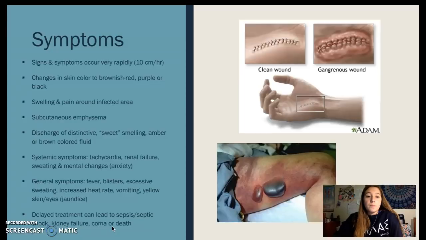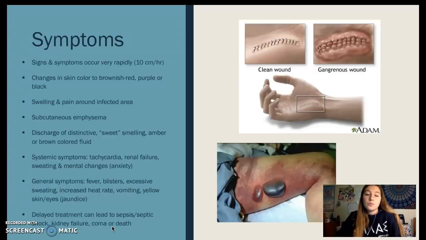It's really, really quick. Some of the key symptoms are changes in skin color from normal to brownish red, purple, or black. There's a lot of swelling and pain around the infected area. Subcutaneous emphysema, which is that bubbling that occurs, and when those lesions are popped, there's a discharge of a distinctive sweet smelling amber or brown colored fluid. Really gross. Systemic symptoms are tachycardia, renal failure, sweating, and mental changes like anxiety or stress.